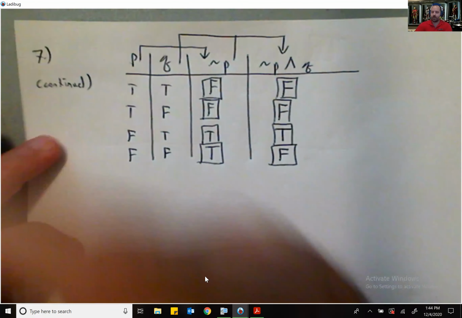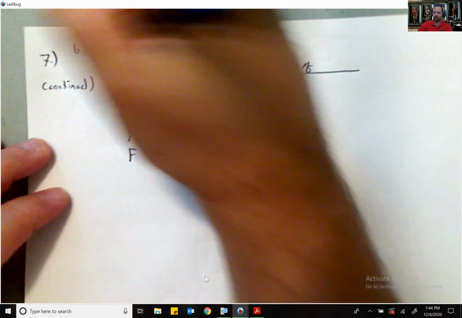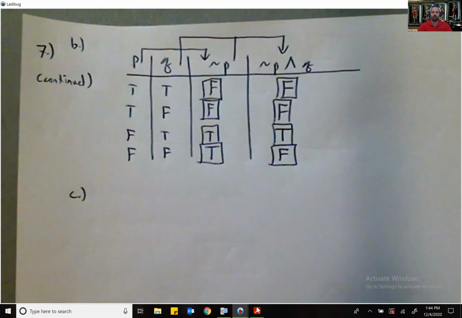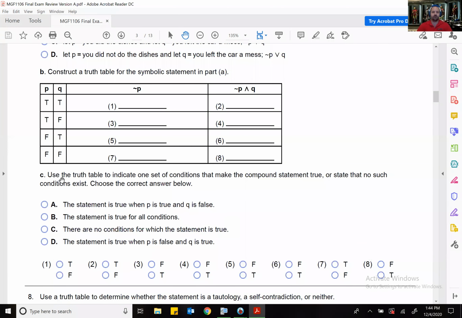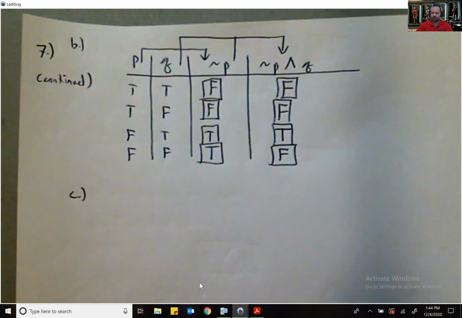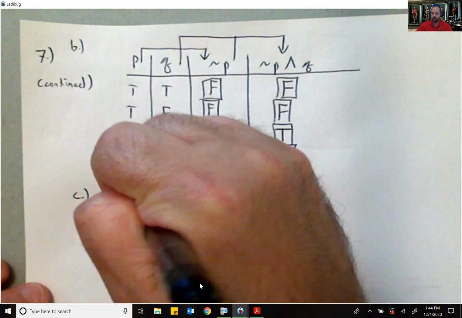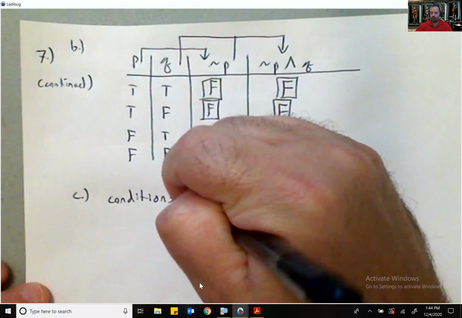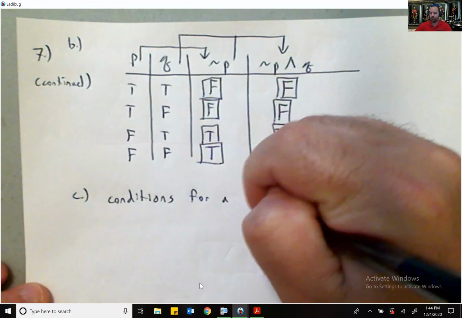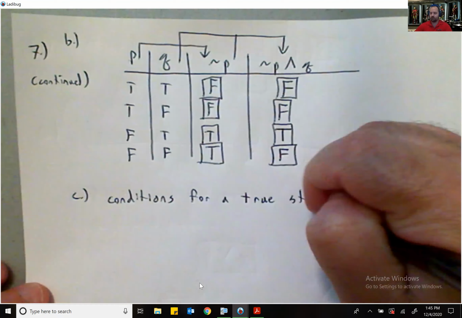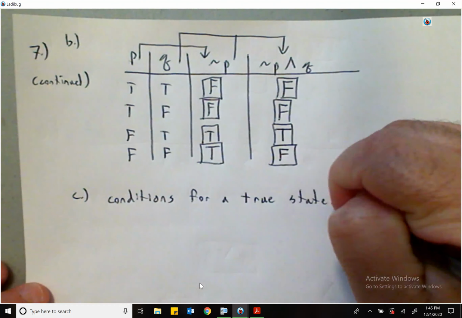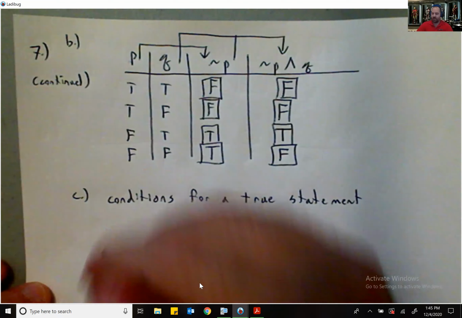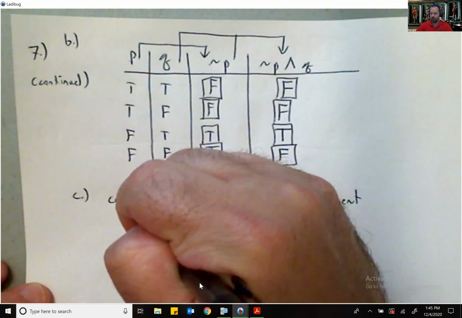So that's part B. Part C, a quick multiple choice. Part C says, use the truth table to indicate one set of conditions that makes the statement true. Okay. What are the conditions for a true statement? What do we know about P? And what do we know about Q?